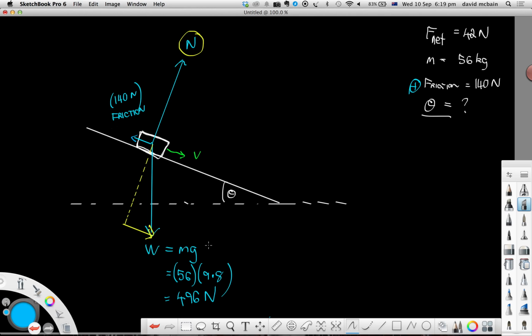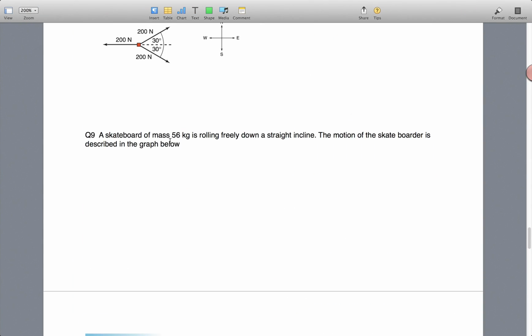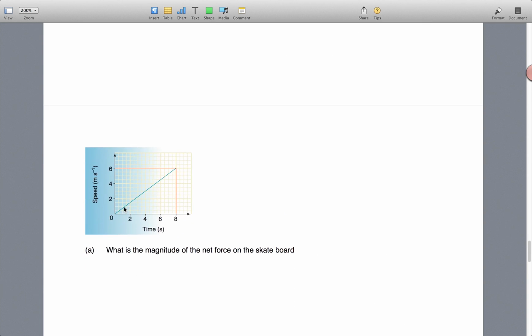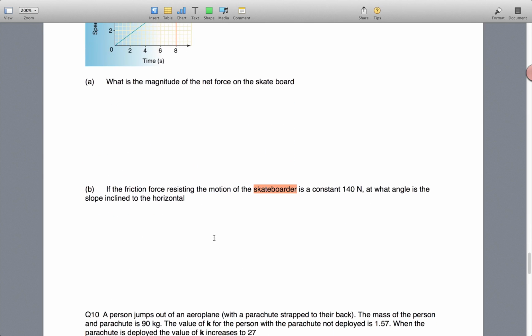So let's just make sure I've got everything set up correctly before we proceed with this problem. Let's check everything again. The mass of the skater is 56 kilograms. They're rolling freely down a straight incline. The motion of the skateboarder is described in the graph below, and we see they're building up speed over a period of 8 seconds at a constant rate, so we know there's a constant acceleration. Question A is, what is the magnitude of the net force? Well, we did that. Question B, if the friction force resisting the skateboard is 140 newtons, what is the angle?